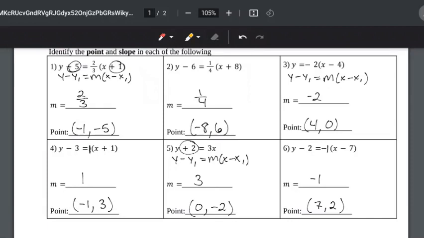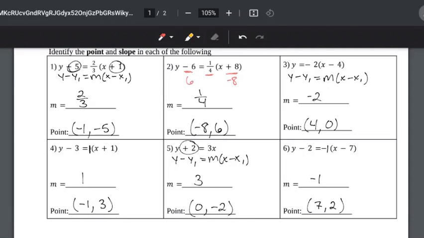Number 2, our slope is 1/4. And then our coordinate pair, our point, is the opposite of positive 8, which is where we get that negative 8. And the opposite of negative 6, which is positive 6.